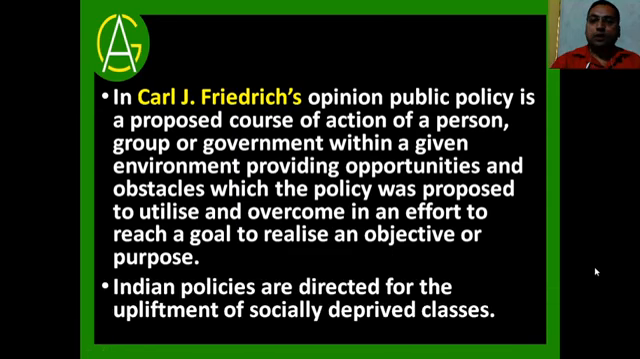Indian policies are directed for the upliftment of socially deprived classes. The Government of India has always focused on equality. To bring equality, government always focuses on upliftment of the socially deprived, that means poor people, backward class of people. And for the welfare of these backward class of people, government prepares several policies. So the Government of India prepares the policies for the welfare of backward classes.